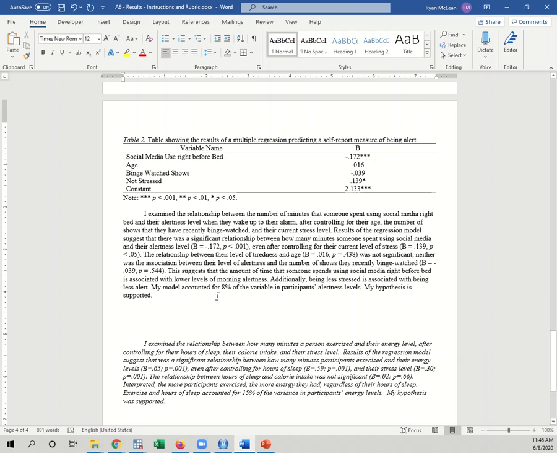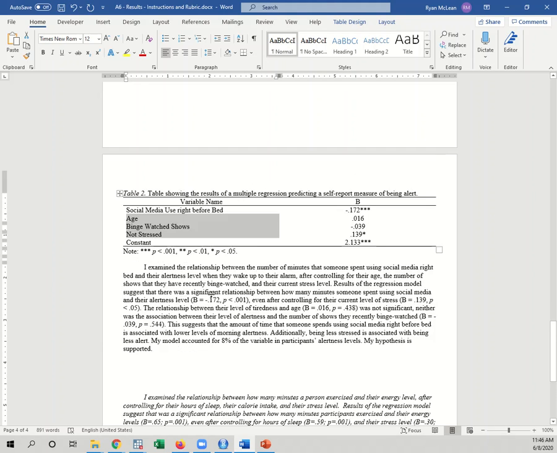Something like that. I think that the more time someone uses right before bed, the less alert they're going to be in the morning, and that is supported by that negative, even after controlling for age, binge watch, not stressed. So hopefully you won't have the same weird backwards errors that I found in my data. If you do, then we can fix that on Wednesday, no big deal. And I hope that helps.